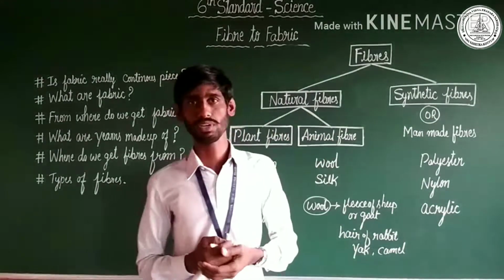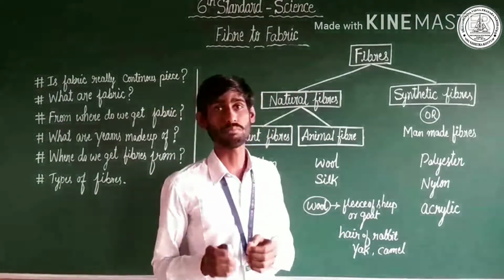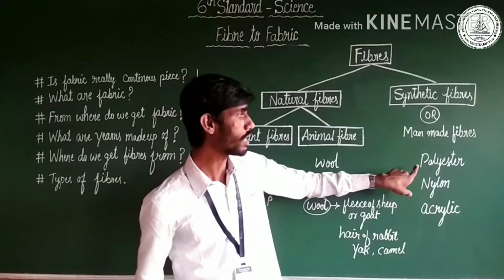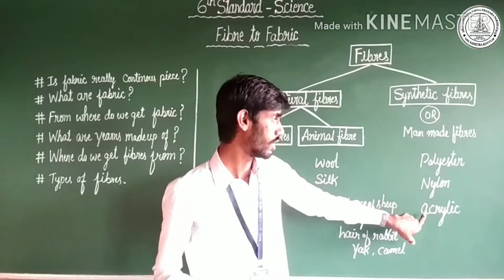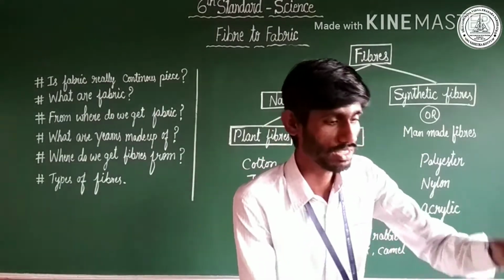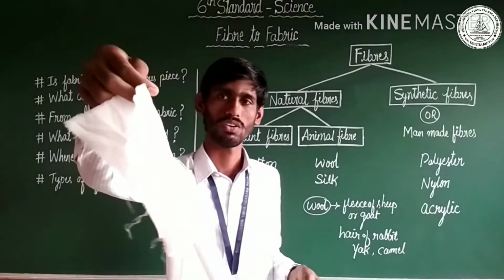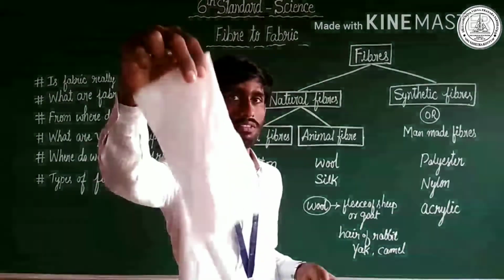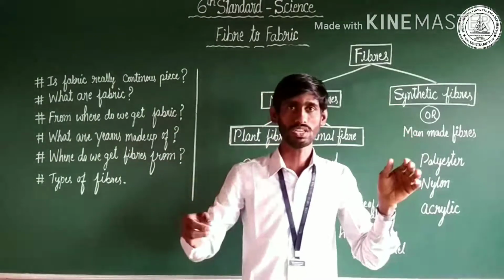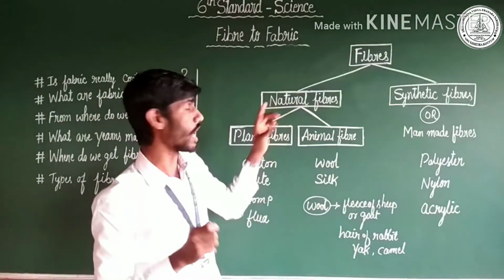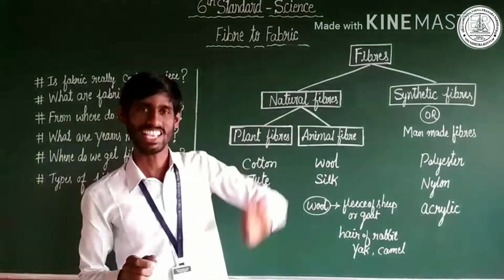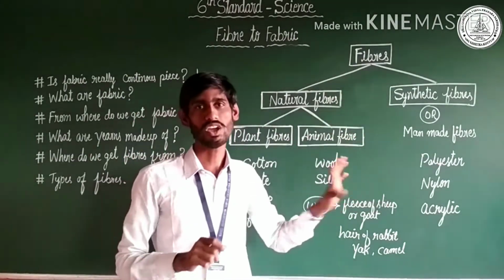What about synthetic fiber? Synthetic fiber is nothing but man-made, I mean made by chemical processes. The examples of synthetic fibers are polyester, nylon, and acrylic. See, this is an example of polyester. It is one type of fiber, especially synthetic fiber. Are you clear, Chotu? In the last century, only natural fibers were available, but nowadays natural fibers as well as synthetic fibers are available.